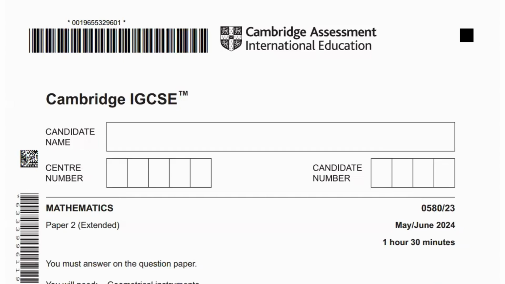Hello, everyone. If someone is looking for the detailed walkthrough of the Cambridge IGCSE paper code 0580 Paper 2 for May/June 2024, then you're in the right place. So stick around and learn how you can solve all of these questions in a quick way and save time when you're giving the paper. So let's go.